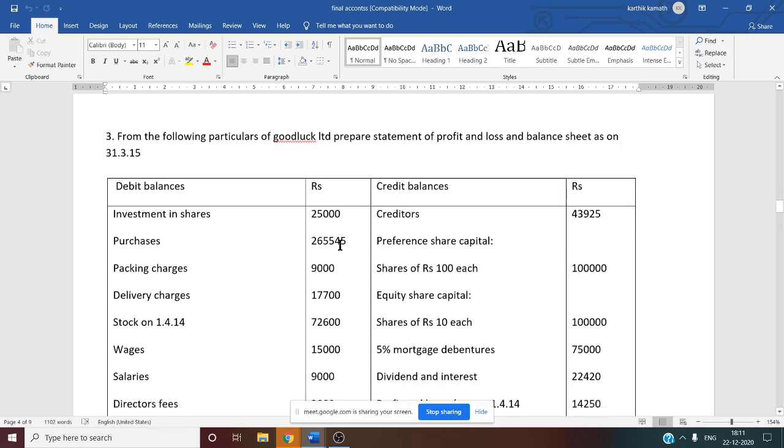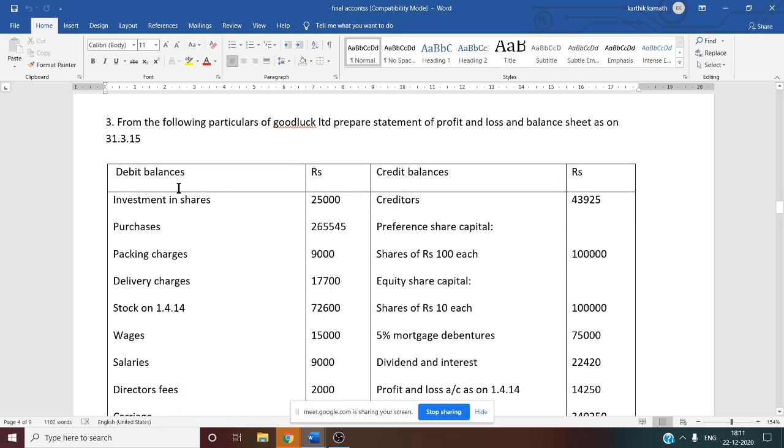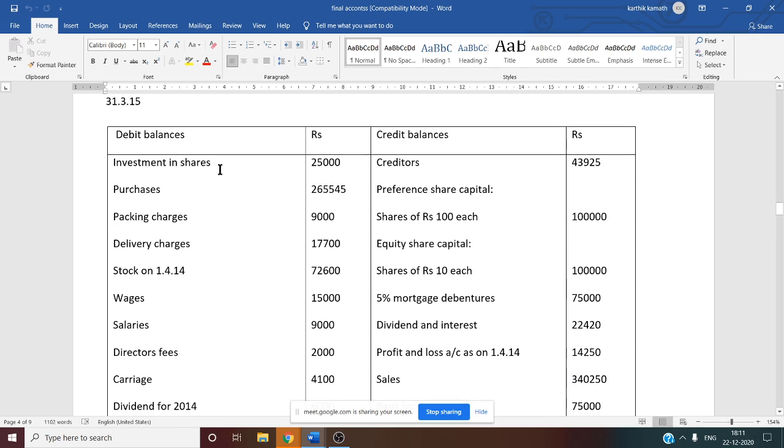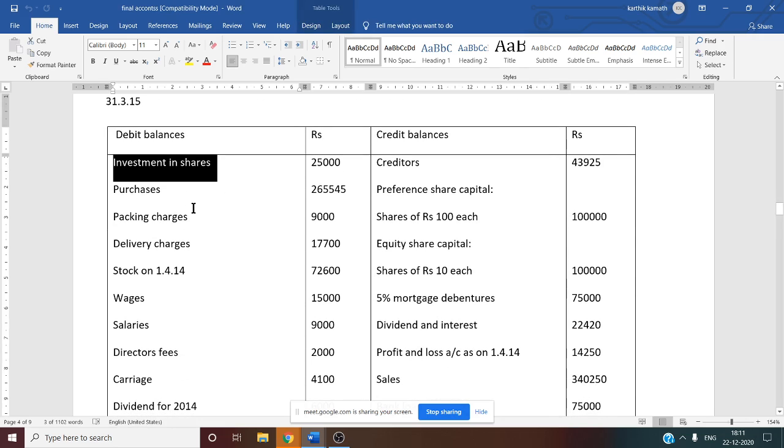So now, before that, once again we'll relook at this problem. That is just the question we have to relook. First, investment in shares. I will tell in brief where you are going to write it. Investment in shares is working note number 12, non-current investment. There you have to write.